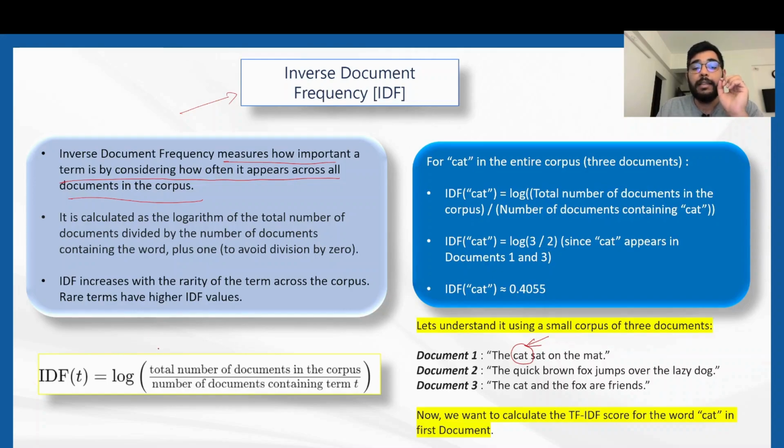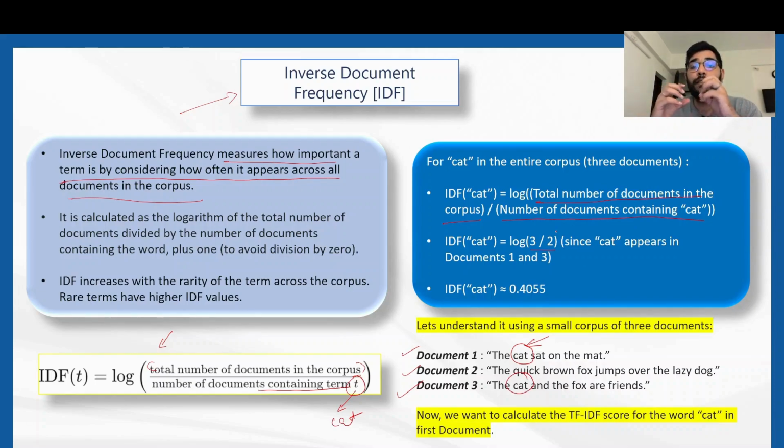To calculate that, we have the formula for IDF as the logarithm of the ratio of the total number of documents in the corpus, since we want it as a relative score with respect to all the documents in the corpus, to the number of documents containing the term T. How many of the documents in that corpus contain the term T, that is cat? So IDF becomes the logarithm of the ratio of the total number of documents in the corpus. How many documents do we have in the corpus? We have 3, 1, 2 and 3 documents, divided by the number of documents containing the word cat. We have 2 documents containing the word cat, so it becomes log of 3 divided by 2.